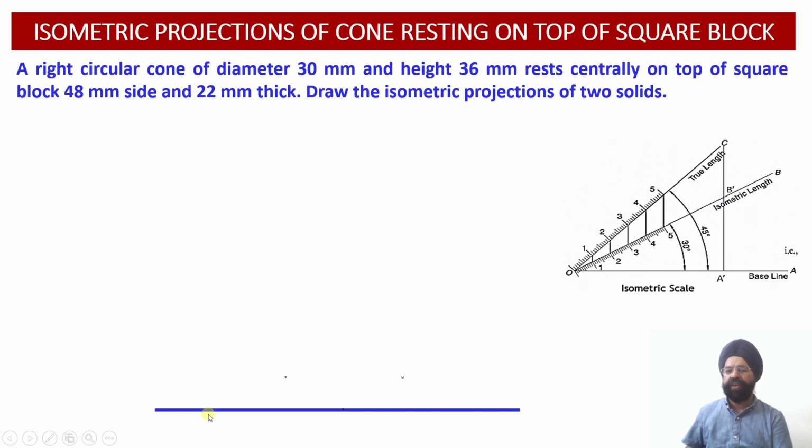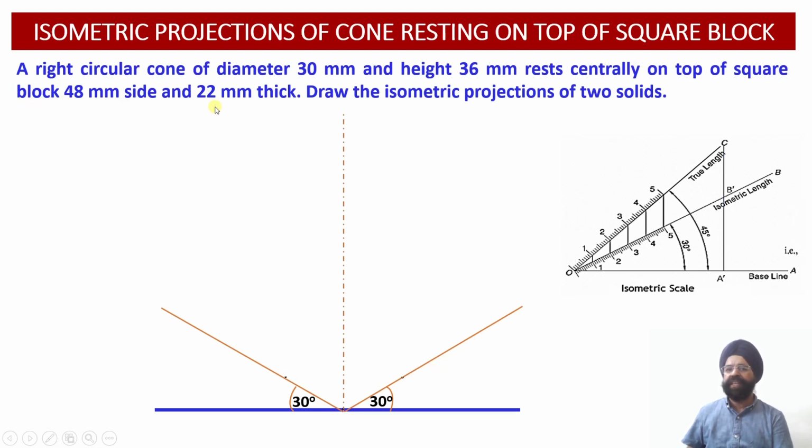So once again we are going to start with construction of the horizontal ground line or the datum line. So we'll be marking a point over here, and once we mark a point, then this is my x-axis, this is my z-axis, and the height will be located along this y-axis. So these are three isometric axes over there. Now let us start with construction of a square block.